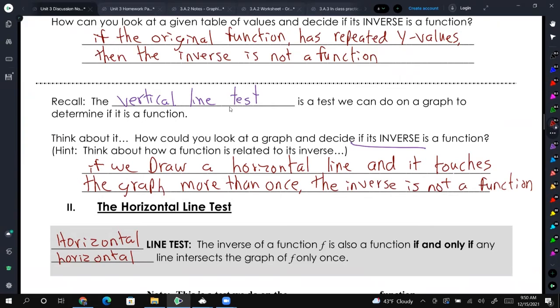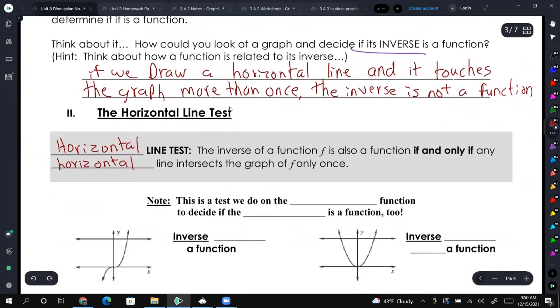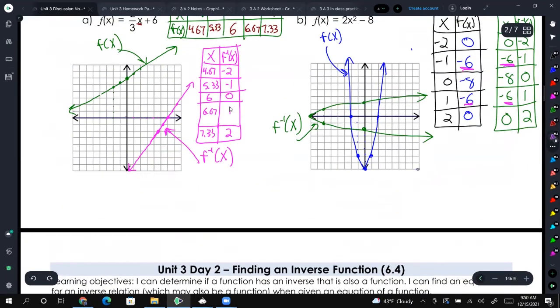Which brings us to the horizontal line test. The horizontal line test, exactly how it sounds. The inverse of a function is also a function if and only if any horizontal line intersects the graph at most once. It doesn't matter if you could draw a horizontal line up here and touch the graph only once, because we could draw one up here and touch more than once.